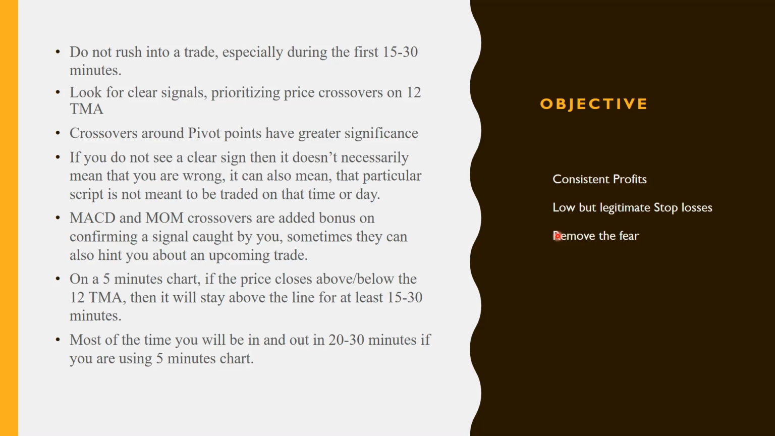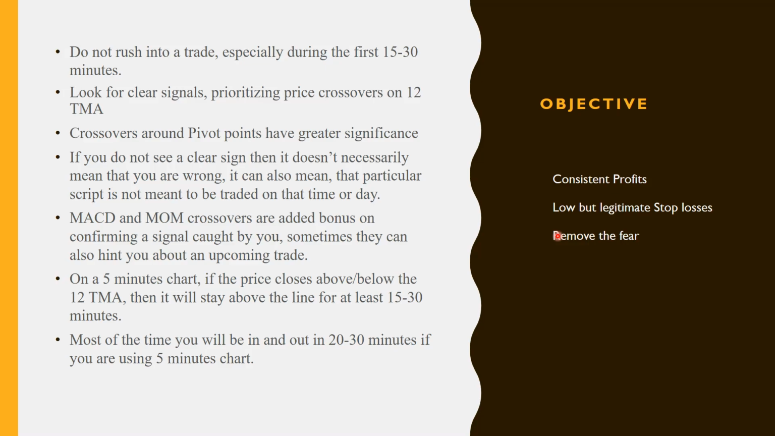On a 5 minutes chart, if the price closes above or below the 12 period triangular moving average, then it will stay above or below that line for at least 15 to 30 minutes. Okay, so in case a trade goes against us, you will have sufficient time to see what is happening and exit.